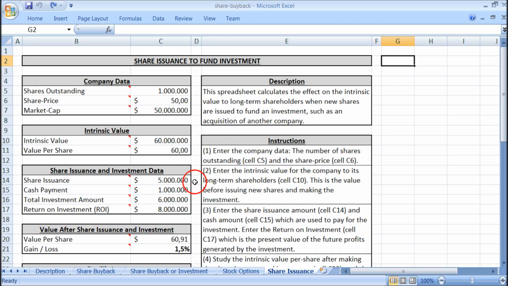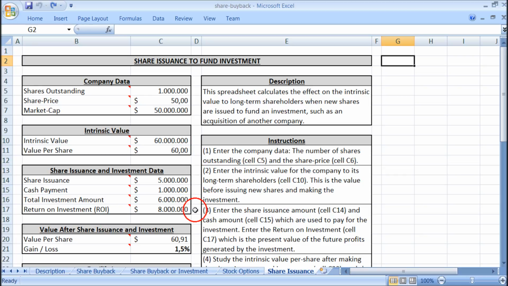We assume that the intrinsic value was greater than the current share price for the company, so we are actually giving up more value when we issue new shares. We are issuing 100,000 new shares for the current market value of $5 million, but the intrinsic value of those shares was actually $6 million. So in reality, we are paying $7 million.